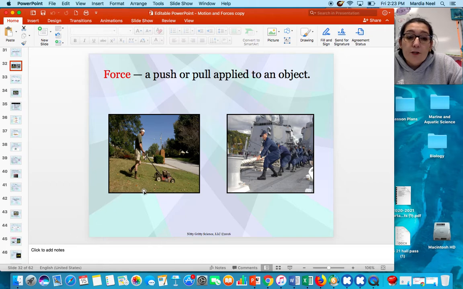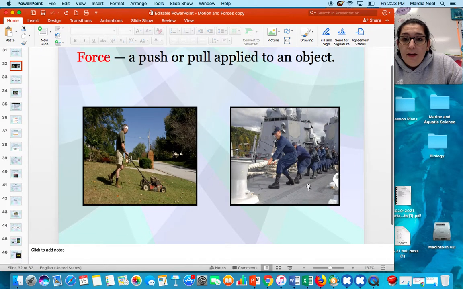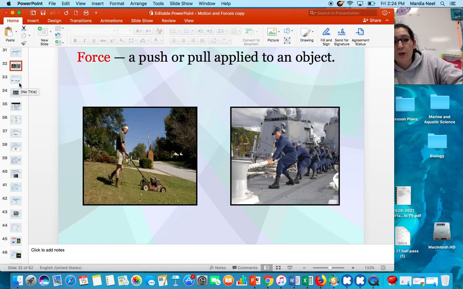If you look in this first picture, the guy is pushing his lawnmower. That's a push applied to an object. If you look in the second one, the Navy midshipmen are on a boat and they are pulling on the ropes. So that is a pull that would be applied to that object. Now, in real life, they're not actually pulling the ropes most of the time. Most of the time, there's a machine that's doing it for them, but that's still a force applied to the rope, whether it's by a human or a machine. So a force is a push or a pull.